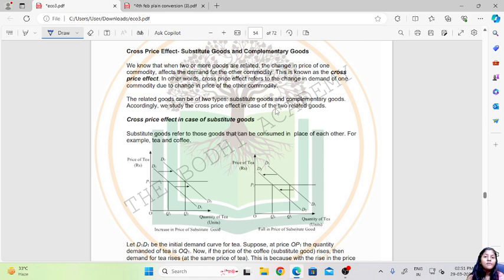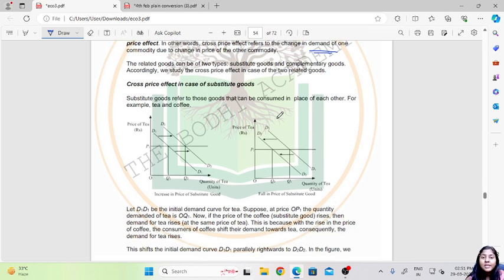Then cross price effect, substitute goods and complementary goods. So we know that when two or more goods are related, the change in price of one commodity affects the change for the other commodity. So this is known as cross price effect. In other words, cross price effect refers to the change in demand of one commodity due to change in price of another commodity. The related goods can be of two types here, substitute goods and complementary goods. Then accordingly we study the cross price effect in case of the two related goods.